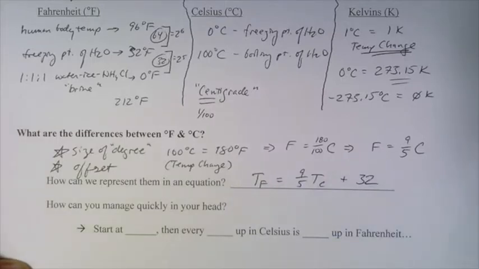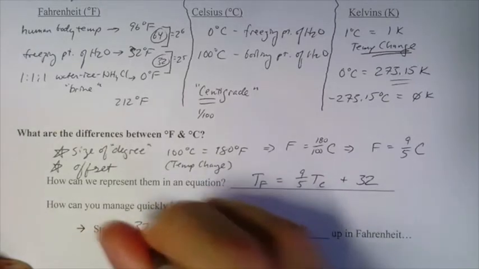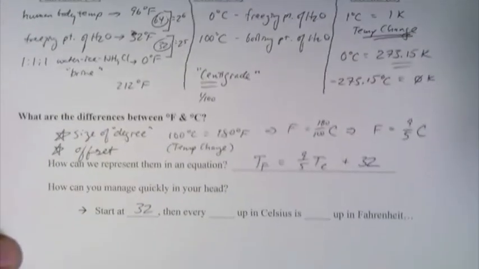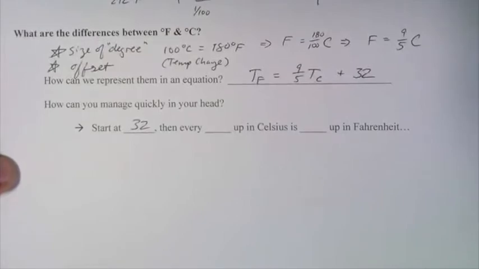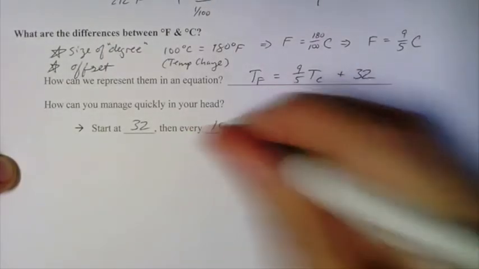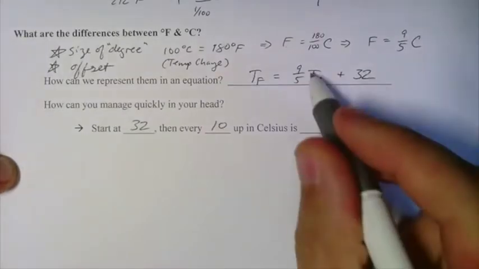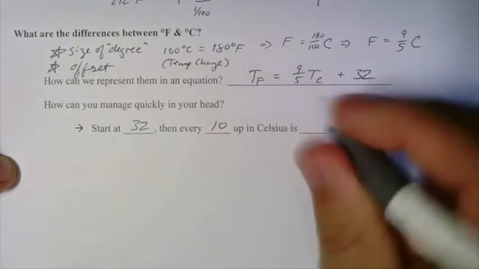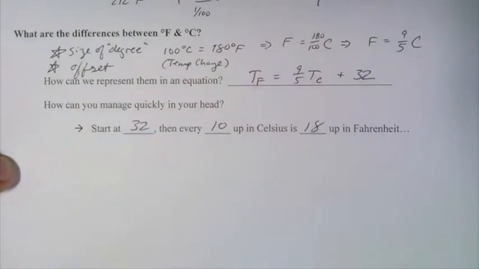Now that is slightly suboptimal. If we want to do it quickly, the way we do it essentially is what I just described, which is start at 32, but let's bite off bigger chunks of degrees than just 9/5. Let's say this: for every 10 degrees I go up in Celsius, 10 times 9 over 5 is 18 up that I would go in Fahrenheit. It's almost a 2-to-1 ratio, just a little shy of it.